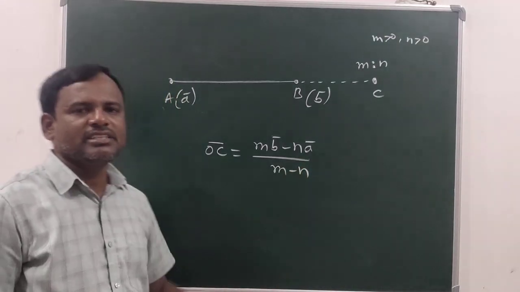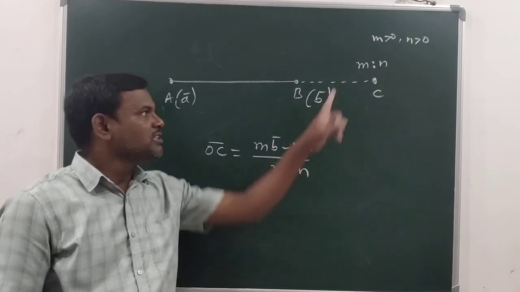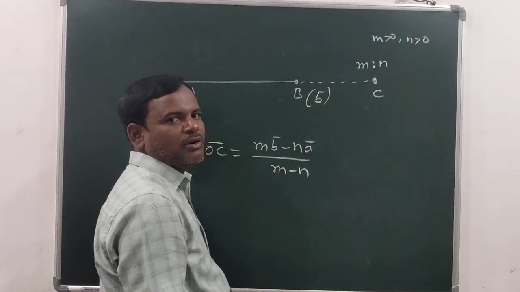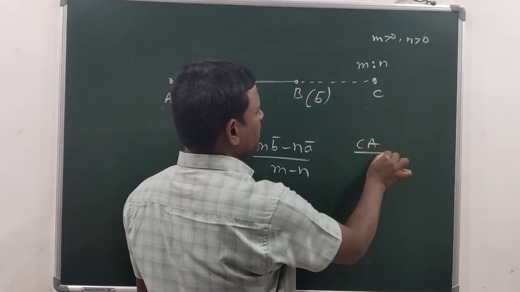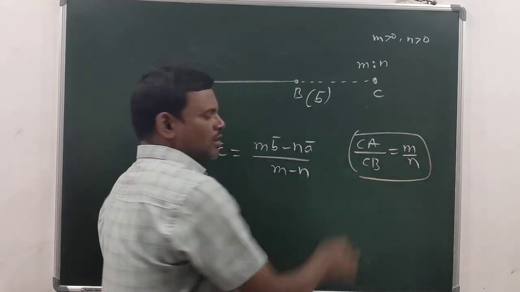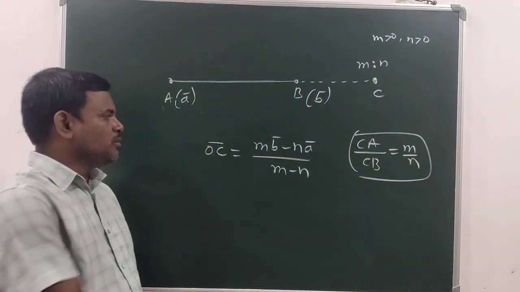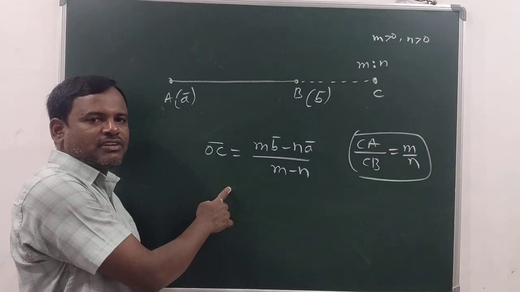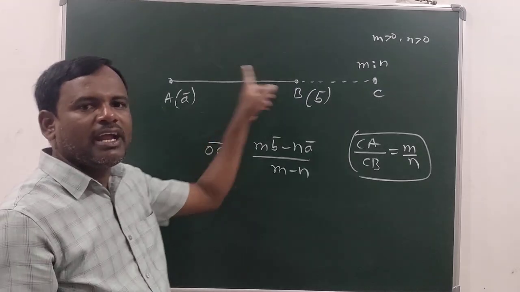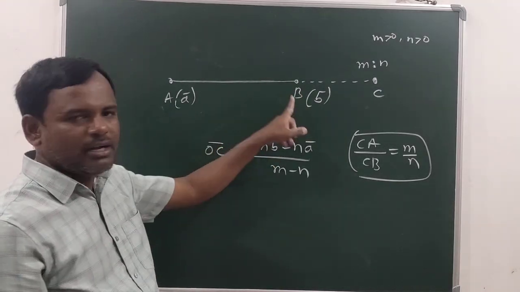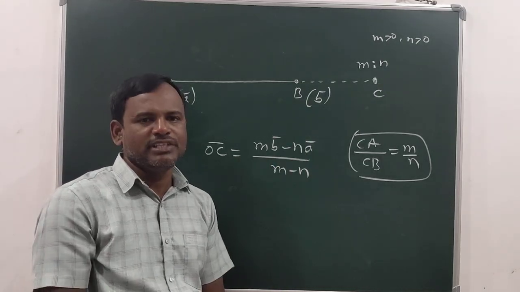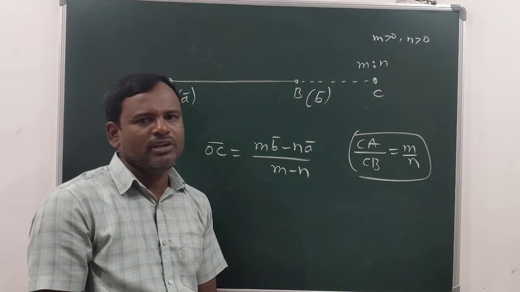This is the external division formula. C is dividing AB in the ratio of M is to N from the external part of AB, which means that CA by CB is equal to M by N. In this case you have to apply this external division formula to find the position vector of C. When the position vectors of A and B are given, collect A and B from there and substitute in this, so that you will get the position vector of C. Okay, right.